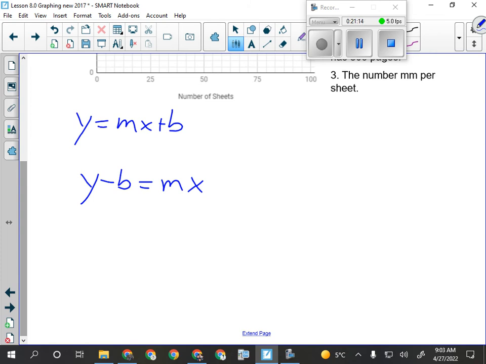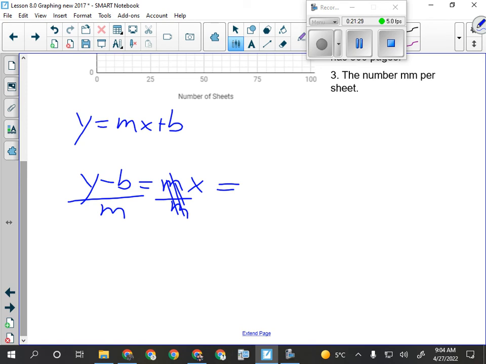Divide by m. Okay, sorry, I thought that's what you said. That's what you said. That's what I heard. Okay, so y minus b divided by m equals x. Okay, perfect. Now I can plug in my numbers.